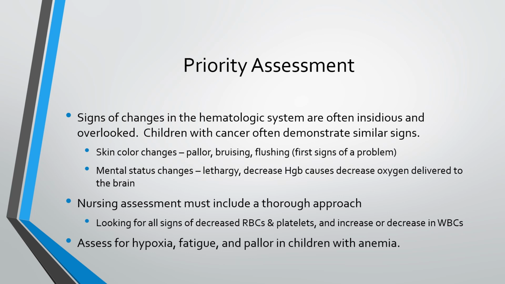A thorough assessment approach means we're inspecting and observing the overall appearance and energy level of the child. We're documenting all of those findings from our head-to-toe assessment. We're auscultating breath sounds, heart sounds, bowel sounds. We're percussing the abdomen, noting any presence of dullness upon palpation. We're looking at all the signs of decreased RBCs and platelets, increased or decreased WBCs. Again, we're assessing hypoxia, fatigue, and pallor, especially with our kids with anemia.